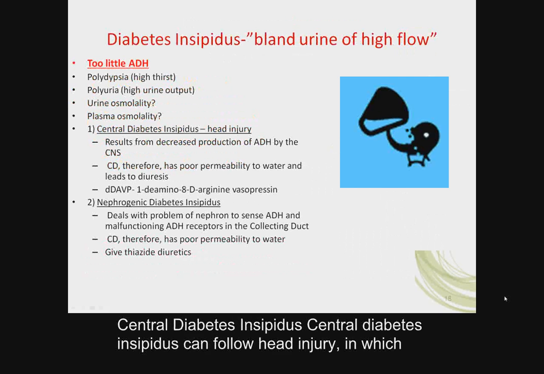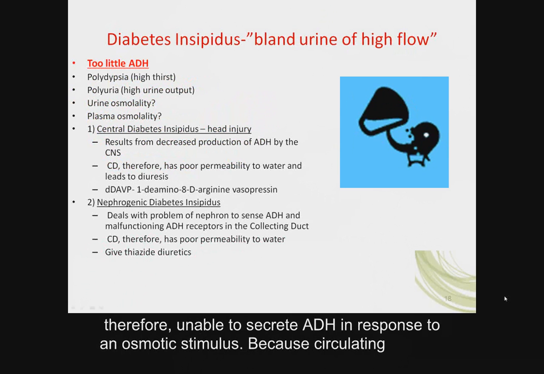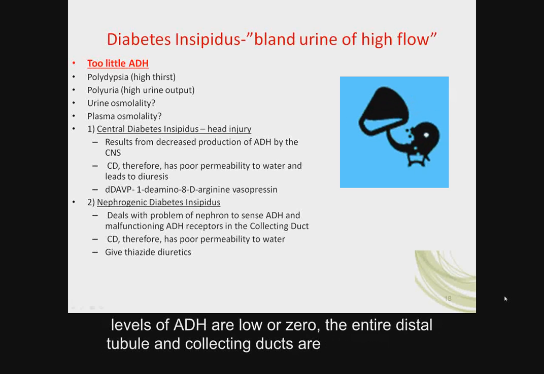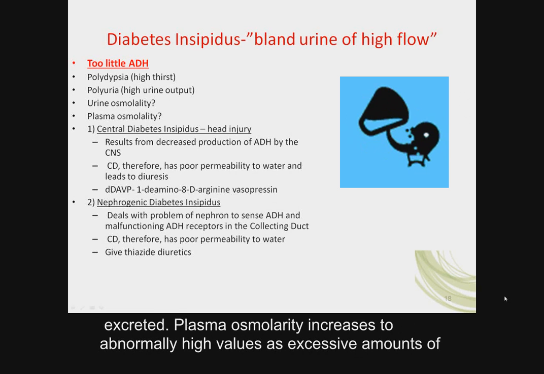Central diabetes insipidus. Let's talk about that. Central diabetes insipidus can follow head injury in which trauma depletes the posterior pituitary gland of ADH stores. The posterior pituitary is, therefore, unable to secrete ADH in response to an osmotic stimulus. Because circulating levels of ADH are low or zero, the entire distal tubule and collecting ducts are impermeable to water. Hence, large volumes, as much as 15 liters a day, of very dilute urine are excreted.